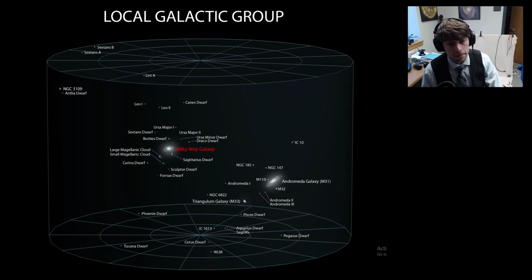To give you an idea, this is about 2.5 million light years. So this entire cylinder probably has a radius of, let's say, 5, maybe 7.5 million light years. Okay. Pretty cool. But we have to go further out. So we're using, for example, Cepheid variables to measure these distances. We have to go further out.